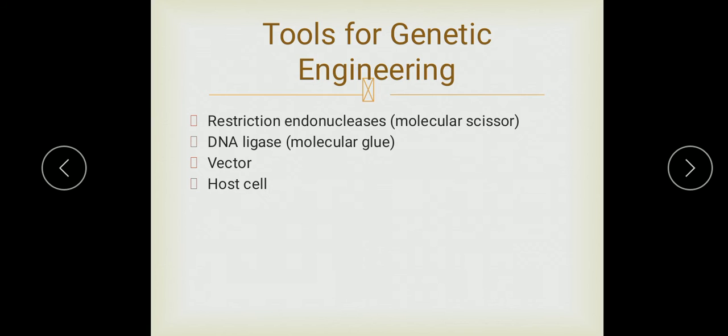Vector is basically a vehicle which can carry the gene from the donor organism to the recipient organism. The most commonly used vector is plasmid, which is a circular bacterial DNA present in the bacterial cell, and we can obtain it from bacteria. Another vector used in biotechnology is bacteriophage, which is basically a virus which can insert its DNA in the bacterial cell. And we also require a host cell in which we can culture, grow, or replicate the gene of interest, and that host cell is mostly a bacterium.